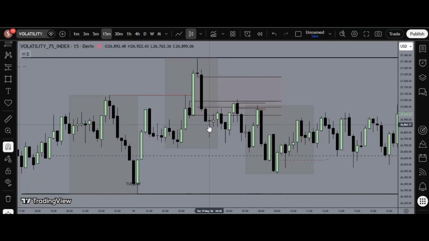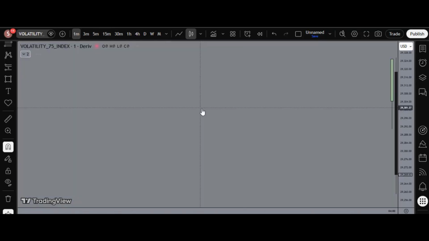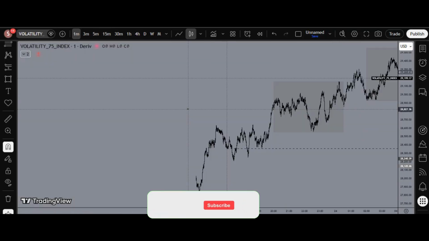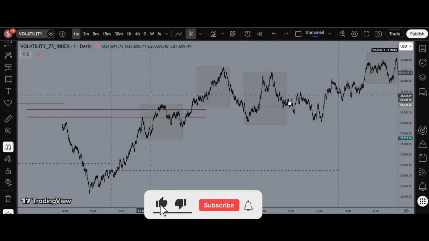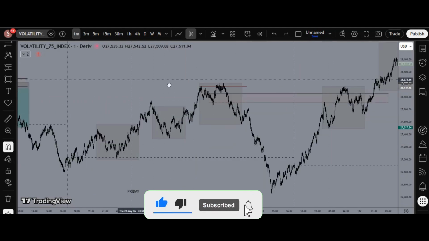It took 1, 2 candles to bring price down. And then price rose up 1, 2, 3, 4, 5, 6, 7. Look at it. So 7. So that means momentum is to the downside. Let's go to the 1 minute and look at the entry for that.